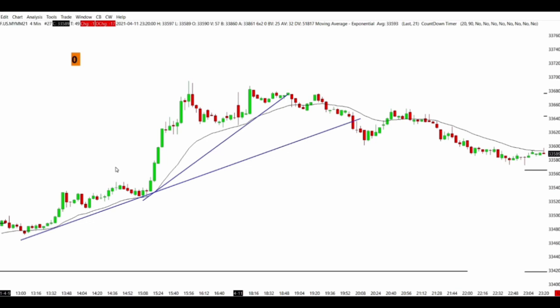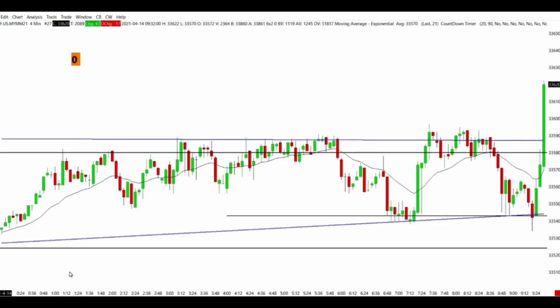But I want you guys to understand that this only works when the market is trending. Now, when the market is ranging, or when the market is at support or resistance, you can't use this concept. So let me show you what I'm talking about. Okay, so here is an example.